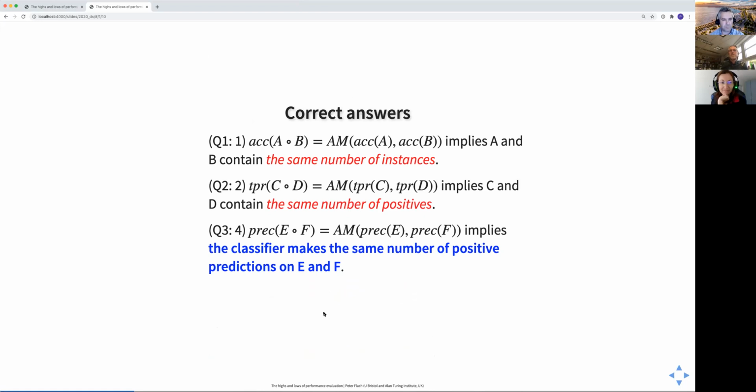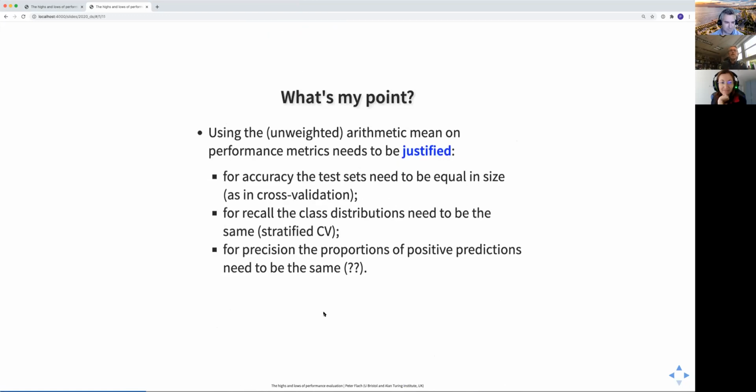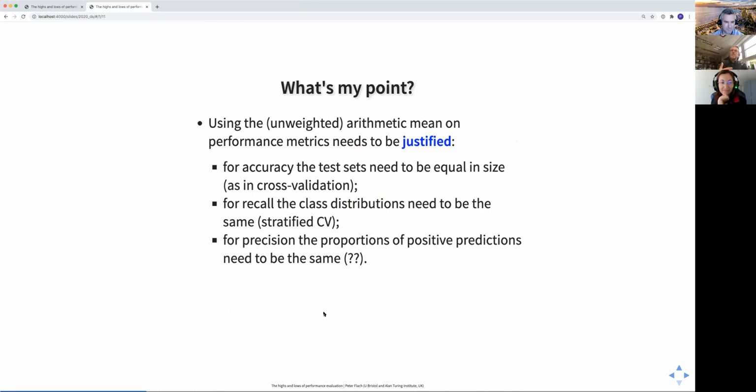So the correct answers were these. Indeed, if I do the arithmetic mean, then A and B contain the same number of instances for accuracy, namely, same number of positives for a true positive rate. And in the third case, the correct answer was neither, because neither of them is a consequence of having precision values in the arithmetic mean.